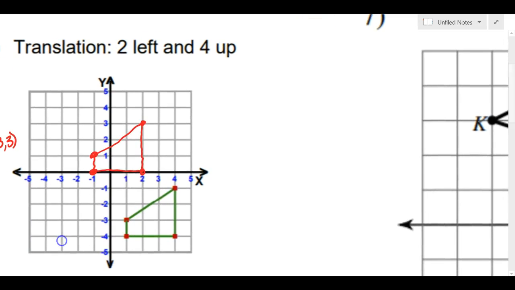Now, just for the extra practice, you could try this and say, well, what was the translation in coordinate notation? Well, it appeared to be x minus 2 because we went left, y plus 4 because we went up. Or if we wanted to do it in the vector notation, we could have done negative 2, positive 4.